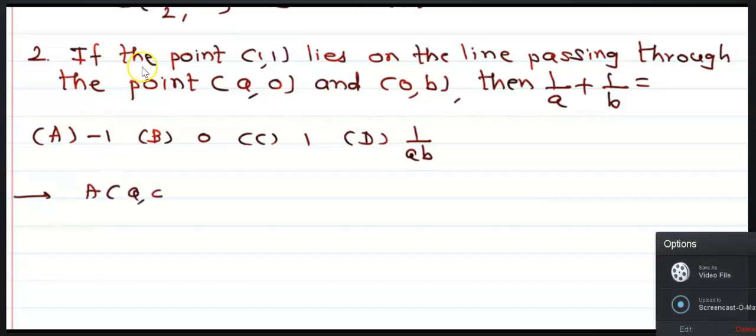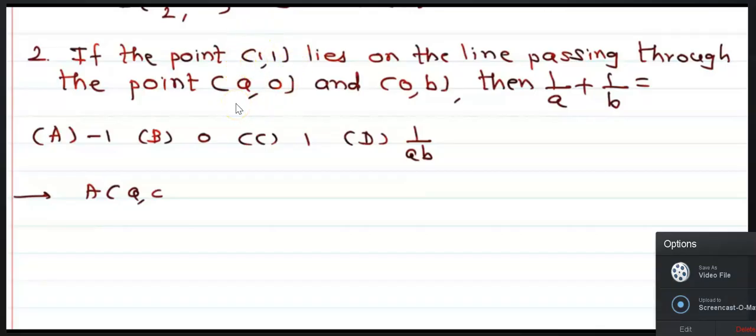आता प्रश्न कसा आहे? If the point (1, 1) lies on the line passing through the points (a, 0) and (0, b). This line passes through these 2 points. And on this line, this point (1, 1) lies. Then we have to prove that. Now first of all, तर आपण इथे काय करणार की (a, 0) and (0, b) याचे इक्वेशन तयार करणार. आणि त्या इक्वेशन मध्ये हा पॉइंट सबस्टिट्यूट करणार, which is (1, 1).